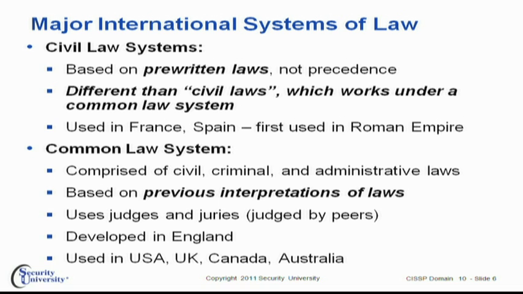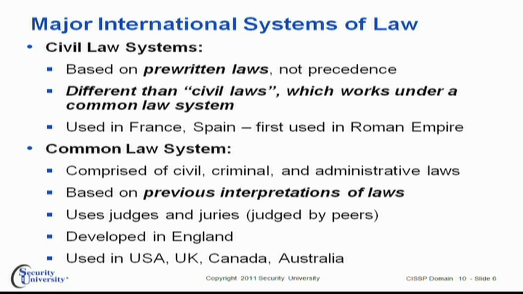Let's look at the major international systems of law. First of all, let's look at civil law systems. These are based on pre-written laws, not on precedent. They're different from the civil laws that we'll discuss later, which works under a common law system. And where would you find civil law systems? Well, you could go back to the Roman Empire. Remember old Hail Caesar when we talk about cryptography? Also in France and in Spain.